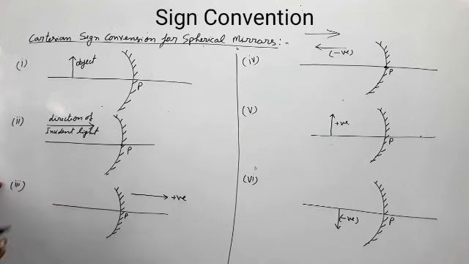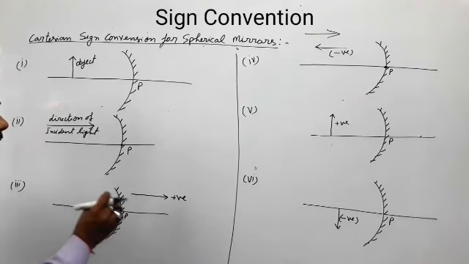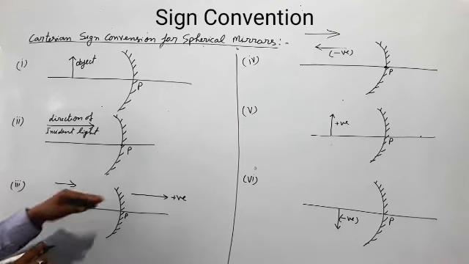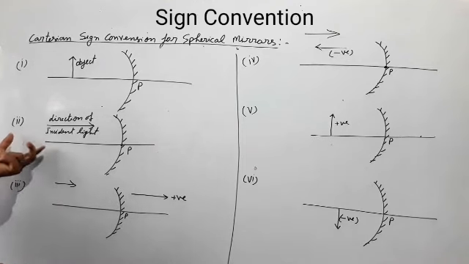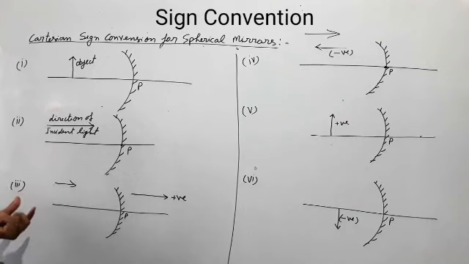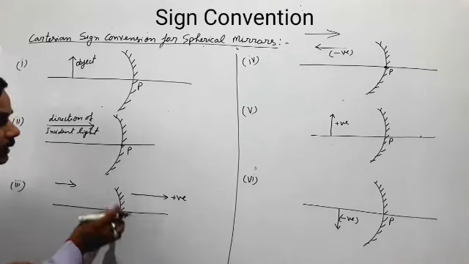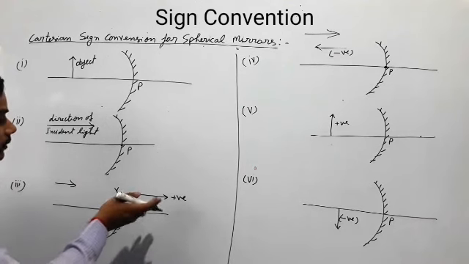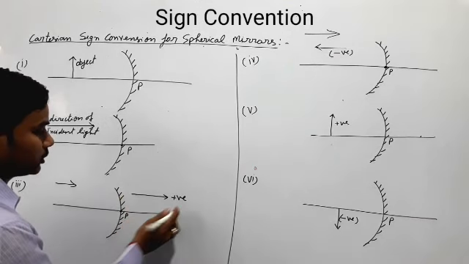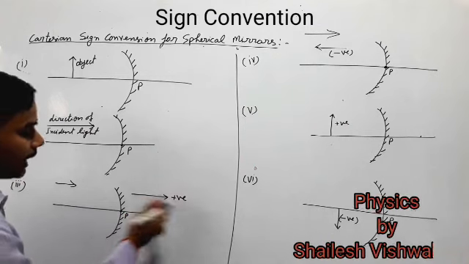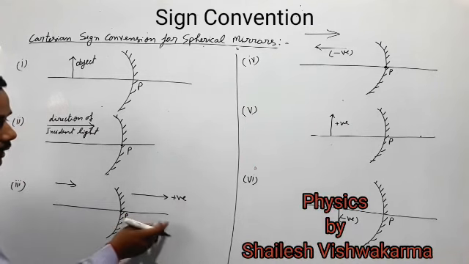Now the third point says that distances parallel to the principal axis and along the direction of incident light will be taken as positive. Suppose this is the direction of incident light, because the second law says that the direction of incident light is always from left to right. If we measure the distance along the direction of incident light, that will be positive. So if we measure the distance on the right side from the pole, it will be positive.